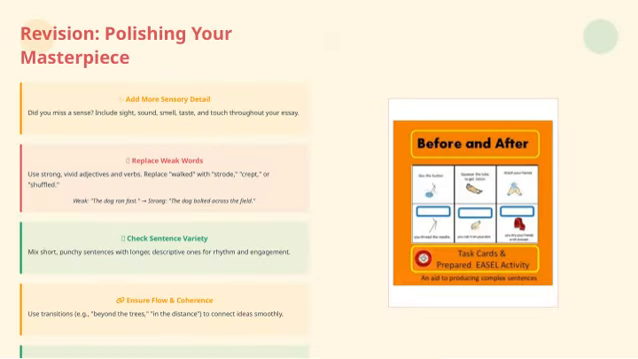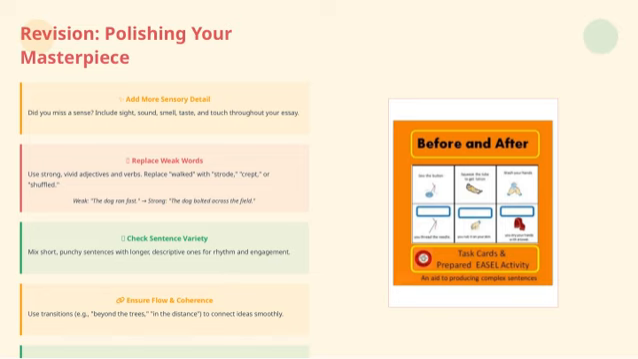Now let's talk about the final step in polishing your masterpiece, revision. Think of it as adding the finishing touches to a painting. First, focus on adding more sensory detail. Did you forget to include sight, sound, smell, taste, or touch? Incorporate these senses throughout your essay to make your writing more vivid and engaging.